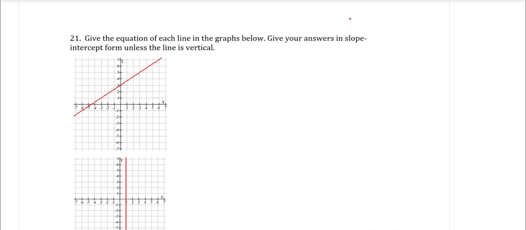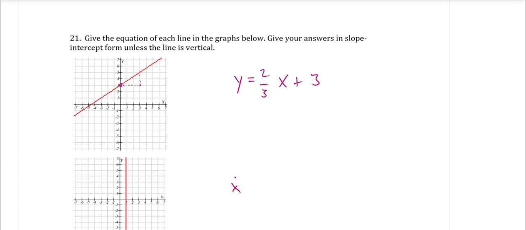Here we're asked to give the equations for each one of these lines. This is going to require us to find the slope and their y-intercept, unless they are vertical, in which case it'll be x equals a constant. The y-intercept of this one is 3. So we have y equals something x plus 3. What is the slope? Well, it goes over to the right by 3 units and up by 2 units. So I put the 3 on the bottom, the 2 up top.